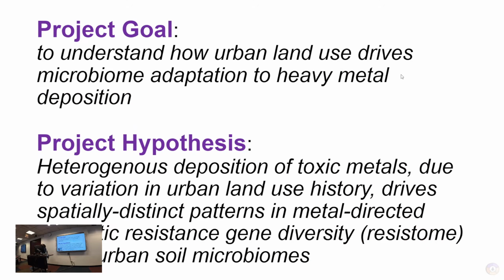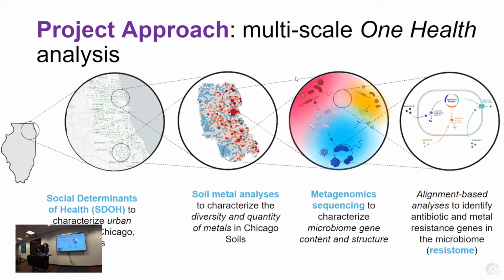And so ultimately, the project that I'm working on in collaboration with Marina Kolak, as well as crop science professor Dr. Andrew Margenot, is to really understand how urban land use drives microbiome adaptation to heavy metal deposition. The overall project hypothesis is that heterogeneous deposition of toxic metals due to variation in urban land use history drives spatially distinct patterns in metal-directed antibiotic resistance gene diversity within urban soil microbiomes.